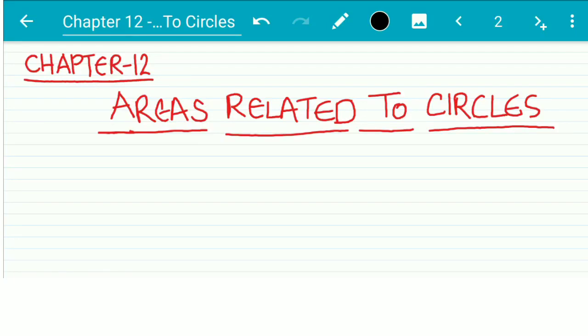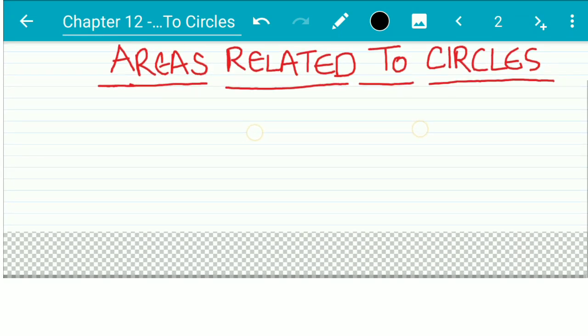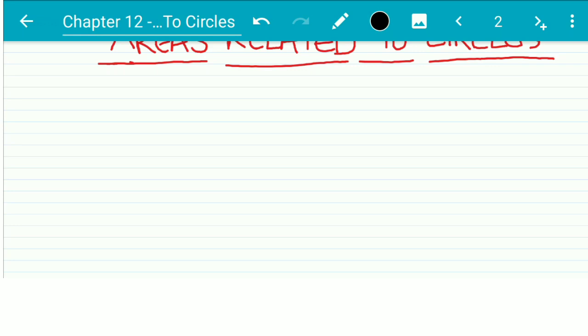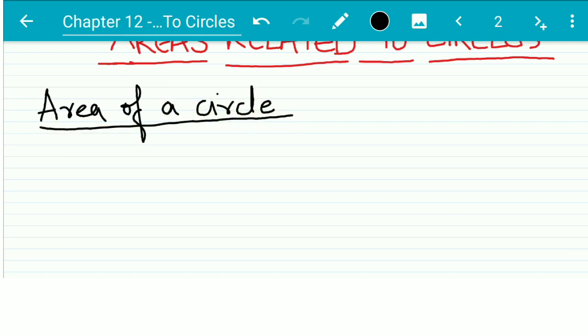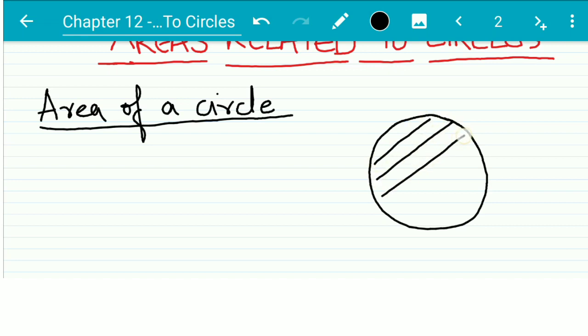Okay, today we will be starting with a new chapter, chapter number 12, areas related to circles. So first we will start with the area of a circle. What do you mean by an area? Suppose this is a circle. The inner portion of the circle, this is what you call as the area.